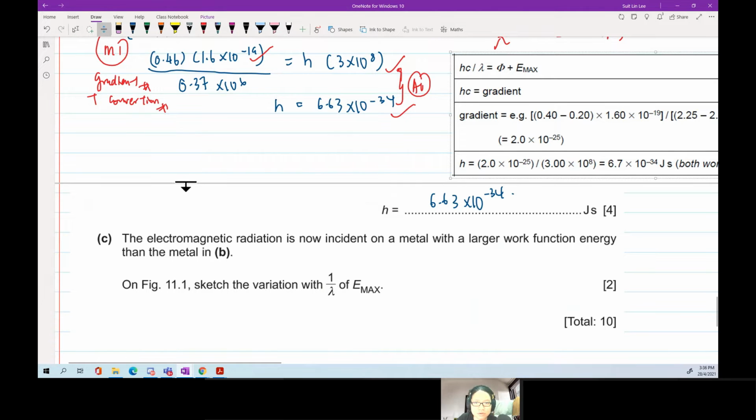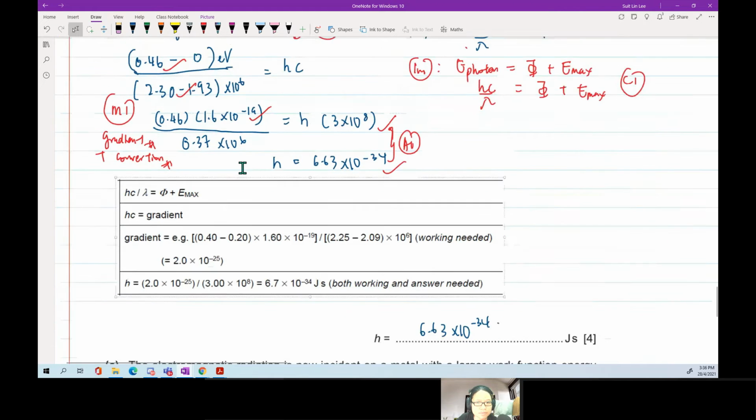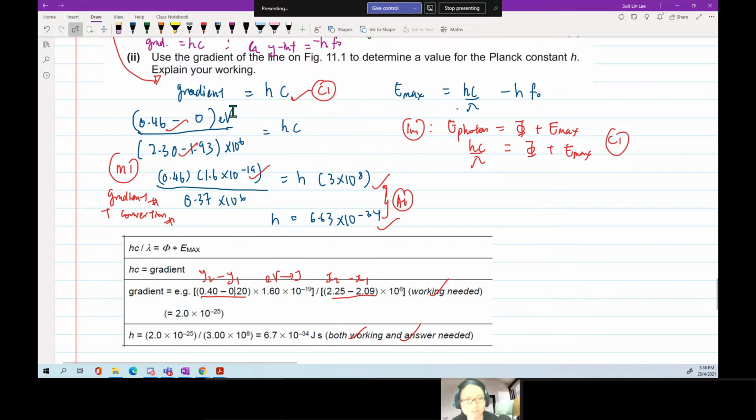So again, I'm going to move this down a bit. So the working is needed. The working and answer is needed. So you can see this is their Y2 minus Y1. This is eV to joule. This is X2 minus X1. Whenever you are using gradient, whether it's paper 4 or paper 5, please show this. Don't be lazy. If you don't show it, they can say, I didn't see the working, 0.